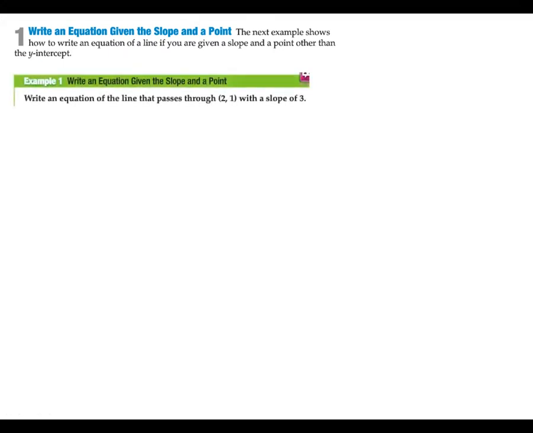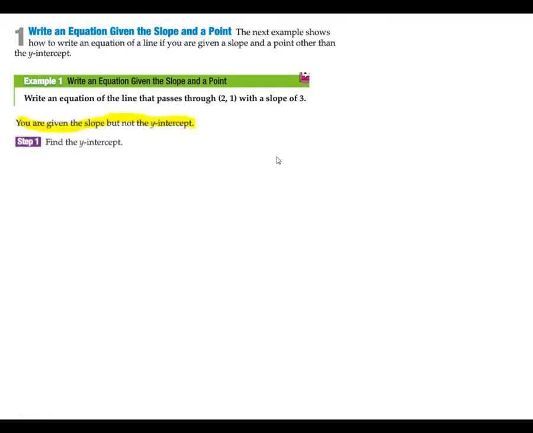All right, so in this video, we want to write an equation given the slope and a point. So this example is going to show how to write an equation of a line if you're given those two things, a slope and a point, other than the y-intercept. Okay, so the question says, write an equation of a line that passes through (2, 1) with a slope of 3. All right, notice they give you the slope, and the point they give you is not (0, a number), so it's not the y-intercept. So what can we do?